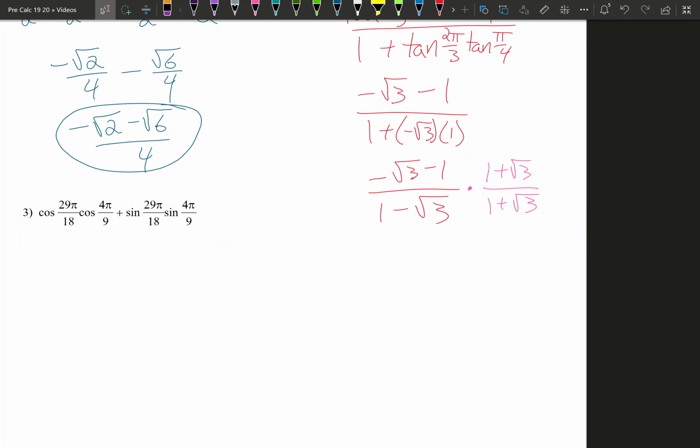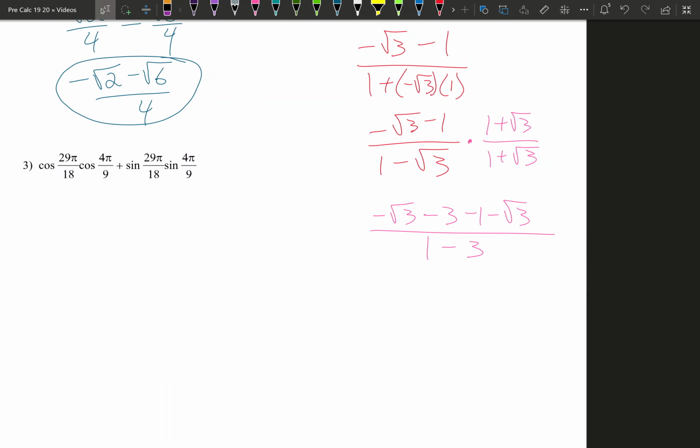So in our numerator, we will have to FOIL. So our first, outer, when we multiply square root of 3 and negative square root of 3, we just get negative 3. Inner, we get minus 1. Last, we get minus square root of 3. Then our denominator, when you multiply conjugates, you end up with a difference of perfect squares. So it will be 1 squared minus square root of 3 squared. Then we can combine some like terms in both the numerator and denominator.